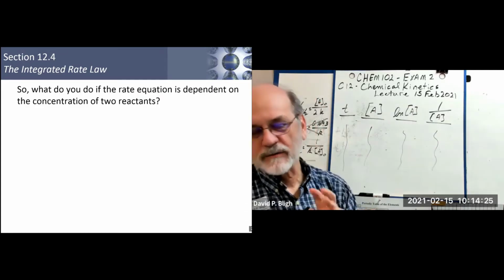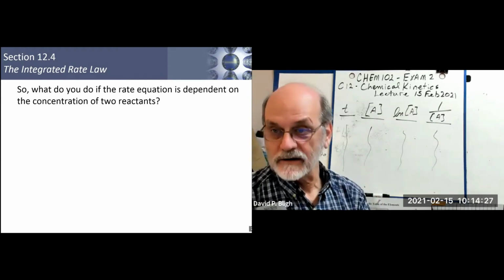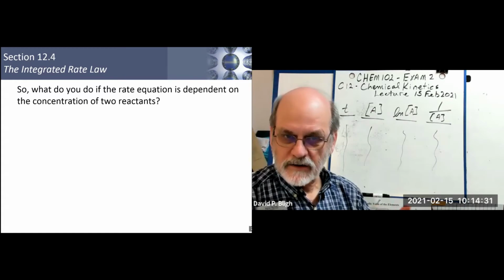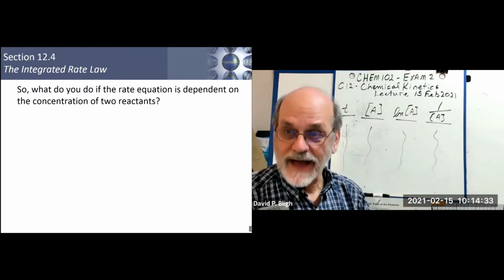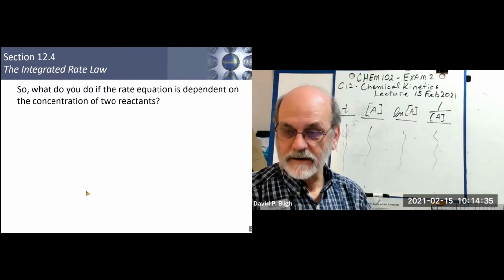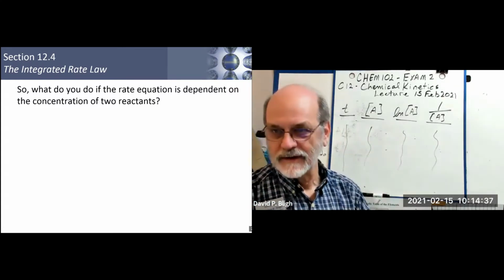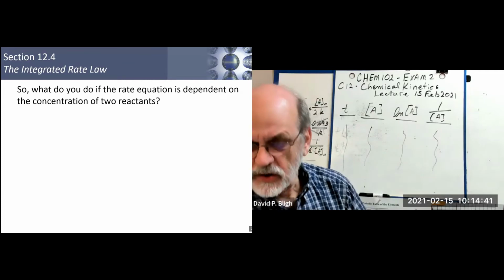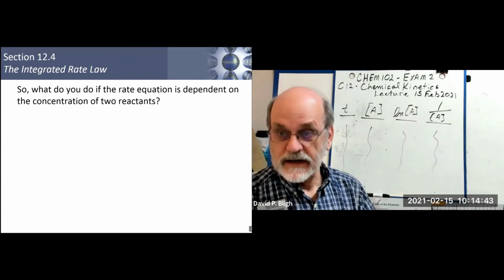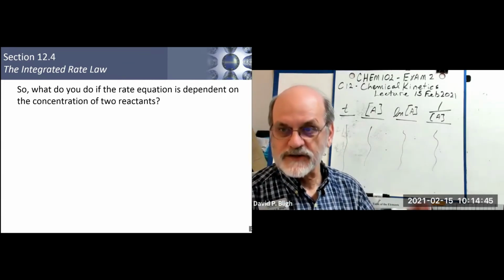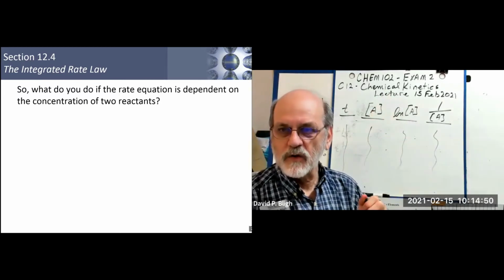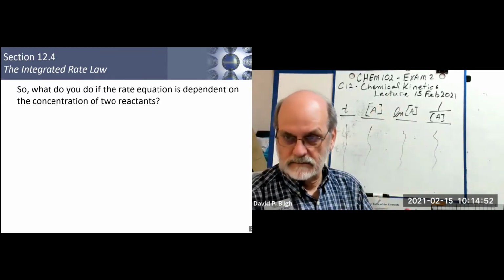So we've talked about single reactant reactions so far. What do you do if you have two reactants, right? And they're both going at the same time? Well, you have that initial rates procedure that I outlined before, but suppose there's another way.